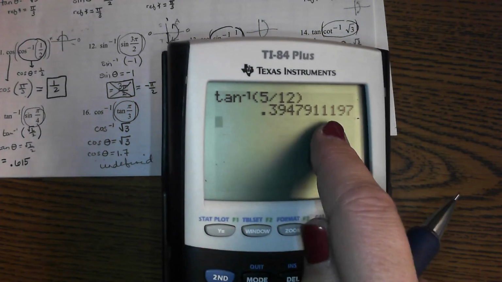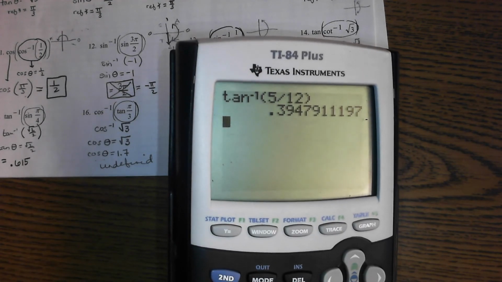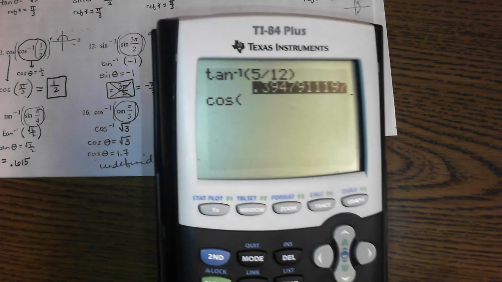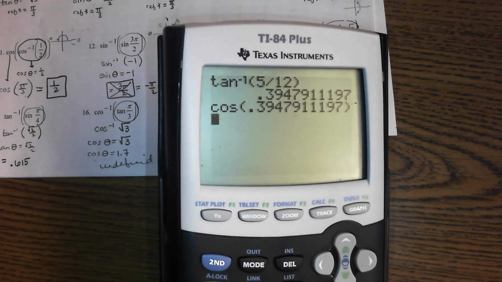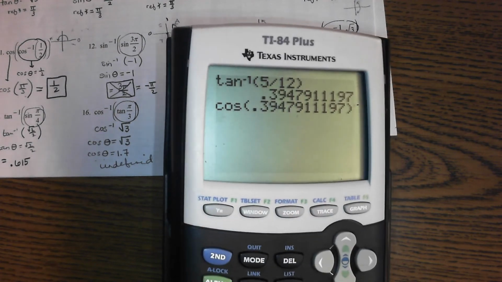So, if I have this crazy decimal and I now want to take the cosine of that number, I hit cosine, I can just scroll up to whatever number I want to grab and it will pull it down. Yeah, you just scroll up to it, highlight it, hit enter, and it will bring it down.